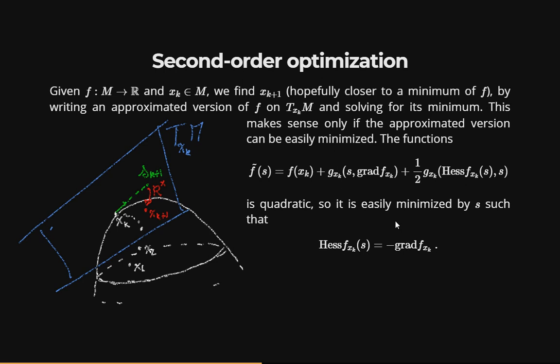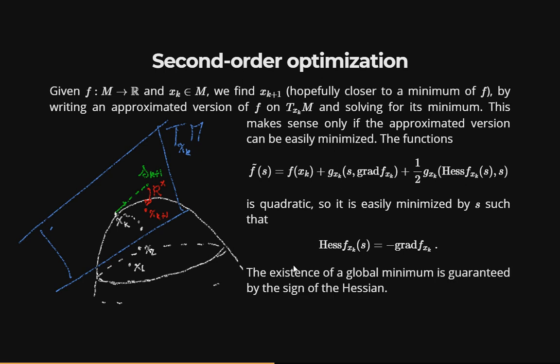And if there is a minimum, this minimum is a solution of the following equation, because the gradient of this function is the gradient of f plus the Hessian of f evaluated at s. So you want to find critical points, so you want to find where the gradient of f tilde is 0. So you end up solving this linear equation.